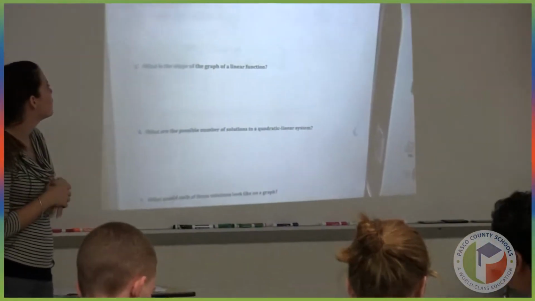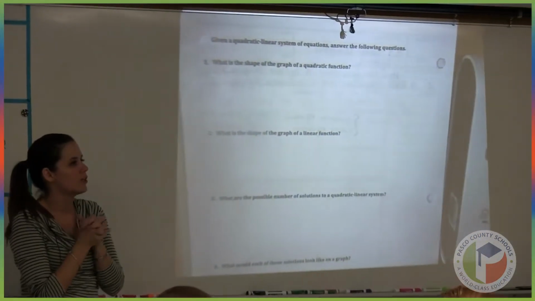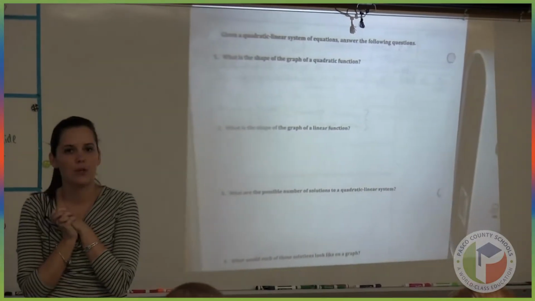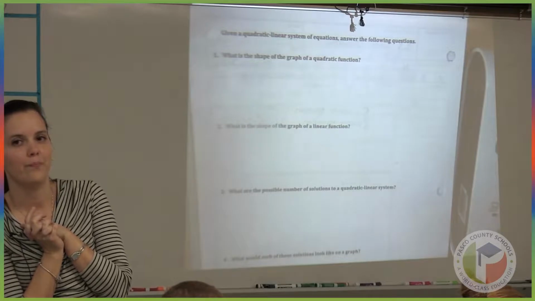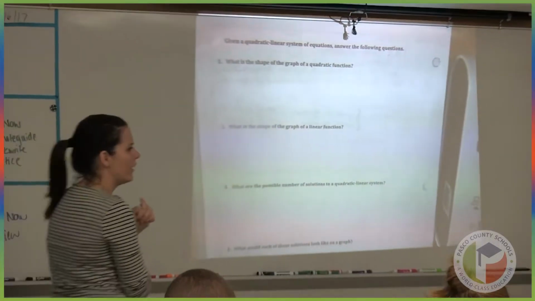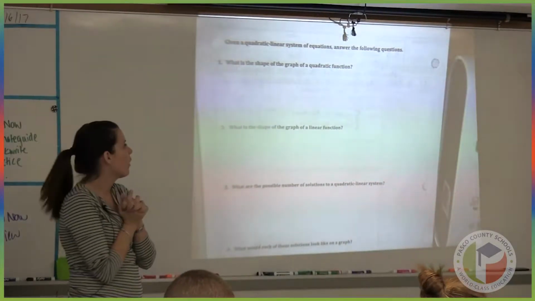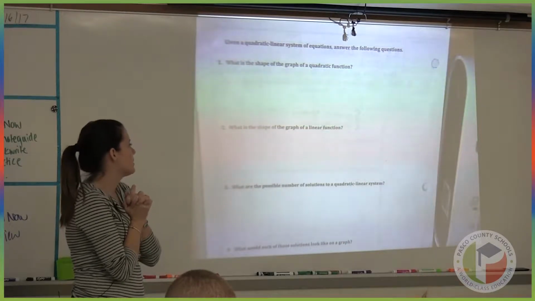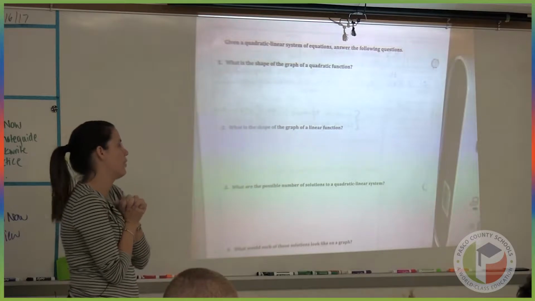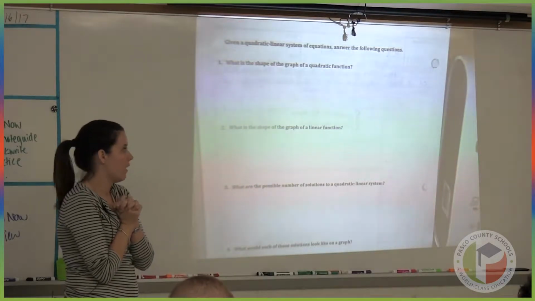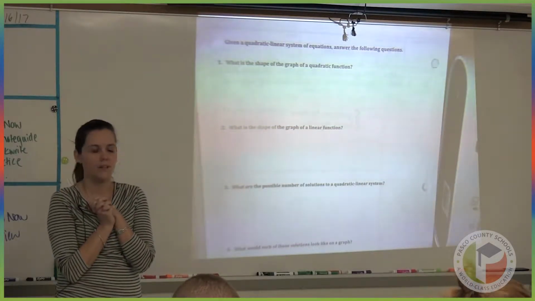I'm just going to call on some people. So what is the shape of the graph of a quadratic function? Let's see, Jaden. What is the shape? I said a parabola. Okay, a parabola. Do we agree? Yes. Okay. What is the shape of the graph of a linear function? Caitlin, what is the shape of the graph of a linear function? A line. Do we agree? Yeah.